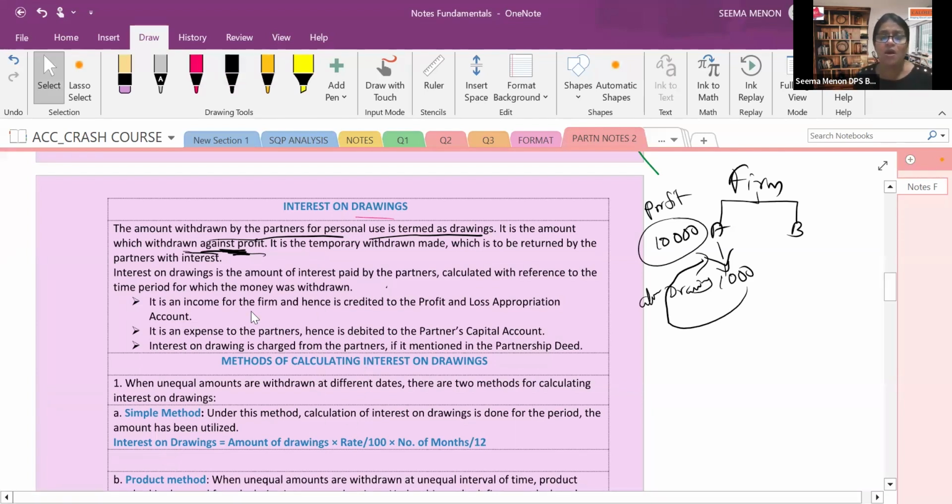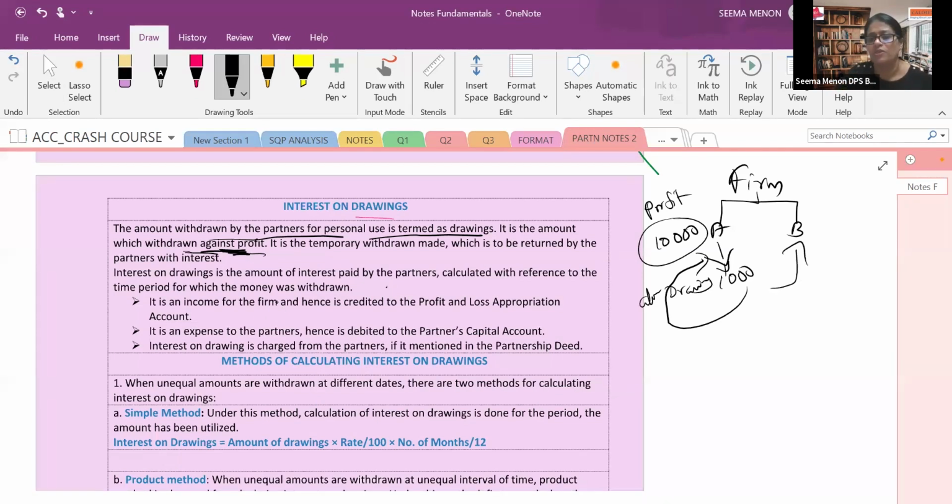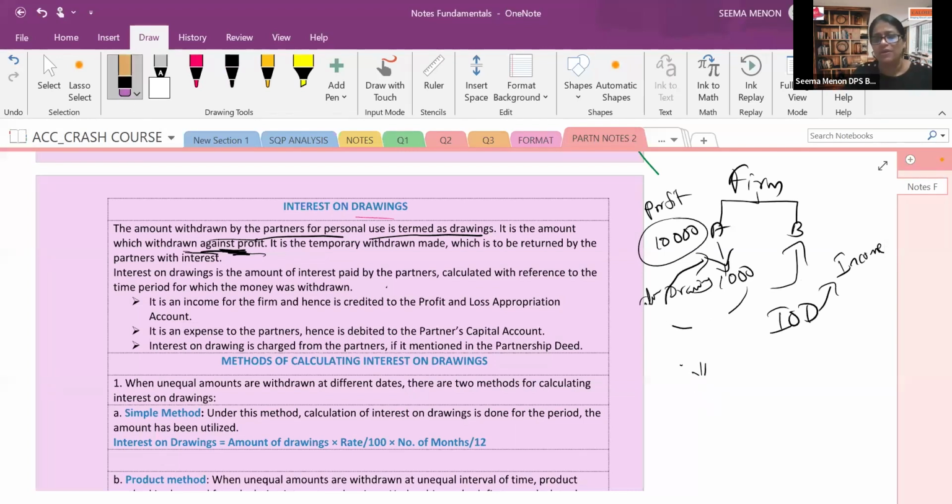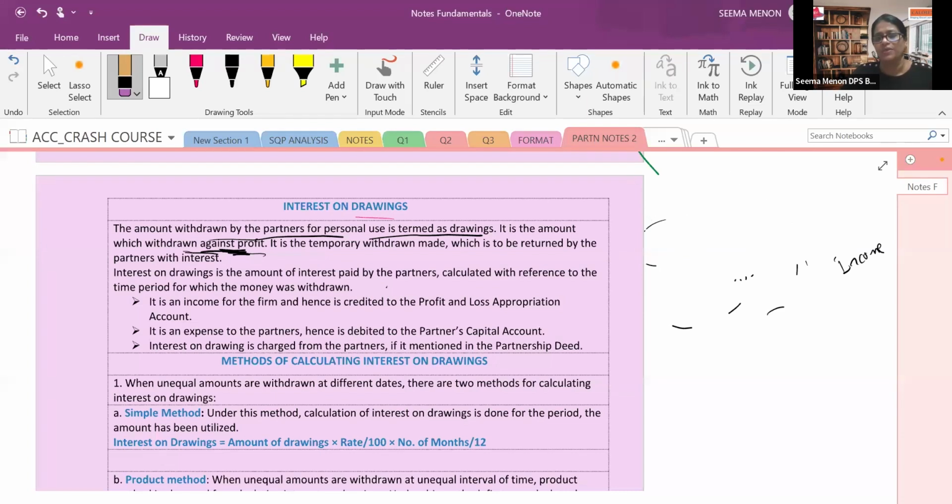Interest on drawing is always who will pay? The partner will pay to the firm. So IOD, interest on drawing, is an income to whom? Income to the firm. But for the partner, it is what? Partner will pay to the firm, and for the partner, it is an expense. I hope you are able to understand. Again, I will discuss. Here I am ignoring the amount. You have to just see the firm and partner relation. Okay. Here the firm and the partner. Okay, na?